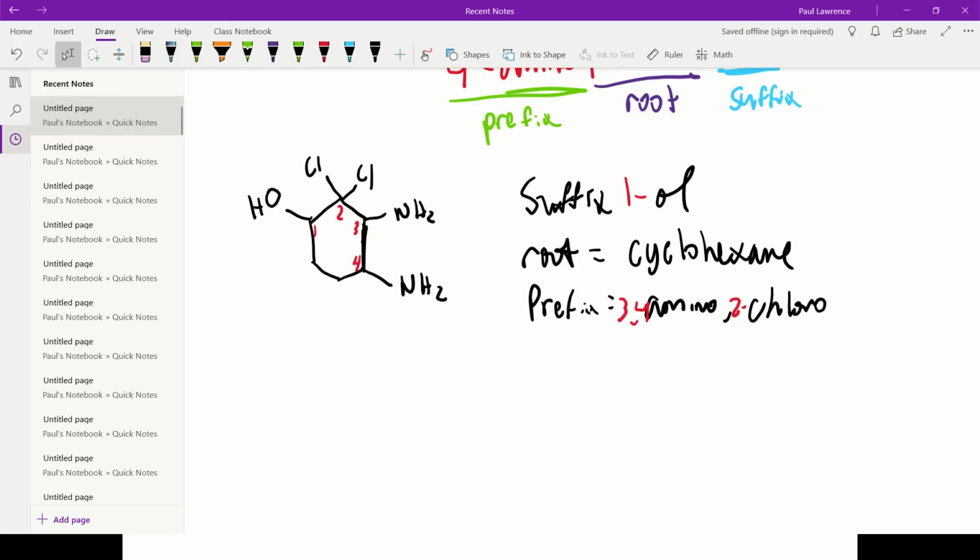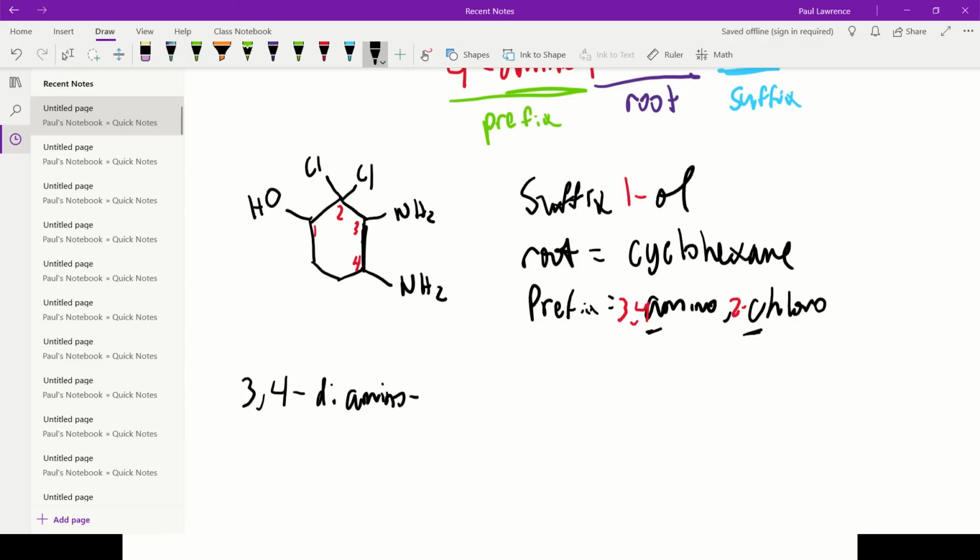Now we just put this all together. So we put the prefixes first in the name, but we have 2 of them. How do we decide which one we write first? Alphabetical. A comes before C. So we go 3,4 dash. How many amino groups do we have? 2, so we need to specify that by the di amino dash. What else do we have here?